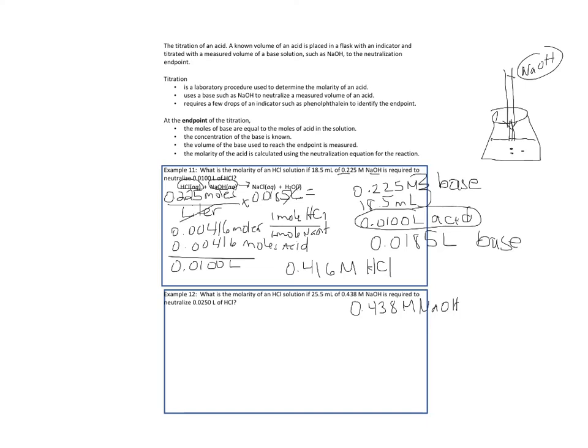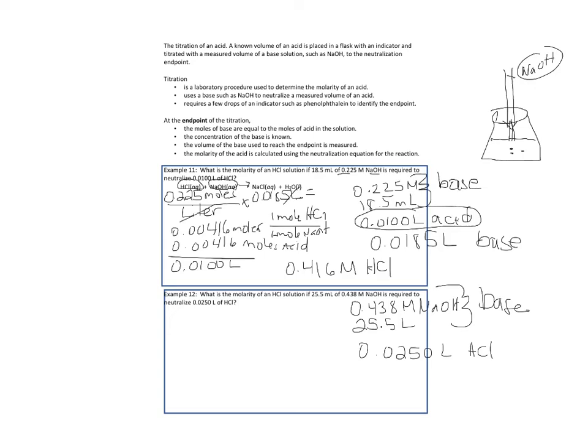We have the volume of the base, 25.5 liters. This is all for our base here. We also have the volume of our acid, 0.0250 liters of our hydrochloric acid. So I'd like you to pause the video right here and attempt to work this out on your own. Please go ahead and do that now.